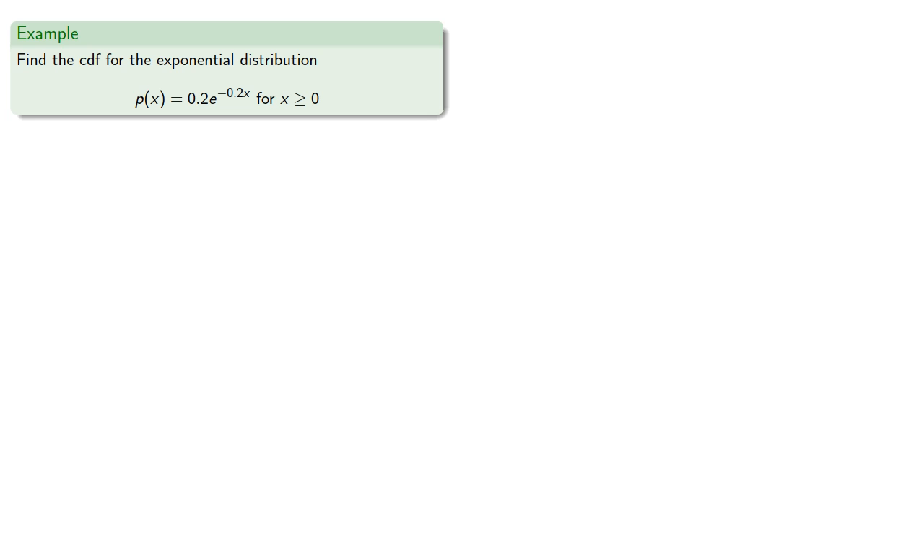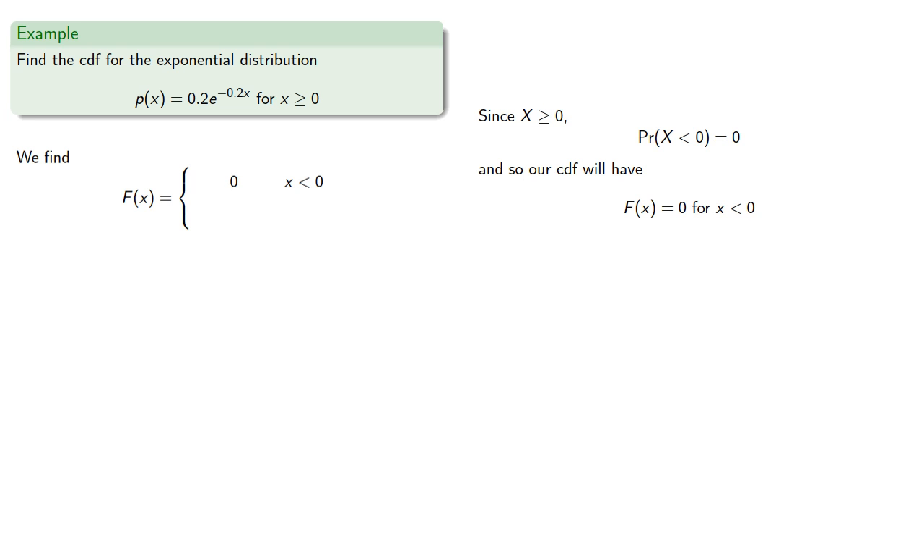Since, generally speaking, calculus is easier, it's usually easier to find the CDF for a continuous random variable than a discrete random variable. For example, let's find the CDF for the exponential distribution. Since x must be greater than or equal to 0, the probability that x is less than 0 is going to be 0. And so our CDF will be 0 for all x strictly less than 0. And that strictly less is going to become important later on.